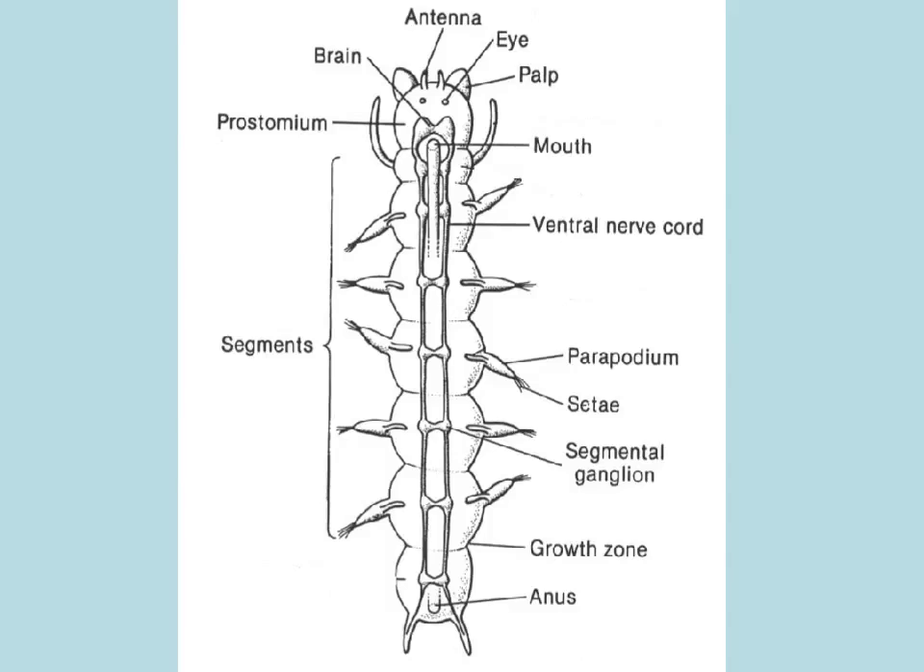You'll see the prostomium, and that has several different organs that are modified for the various polychaetes, for the habitat that they live within. All polychaetes have the same parts, the organs on the prostomium, just modified in different ways. And we'll have a look at those as we go through the rest of the annelid videos.